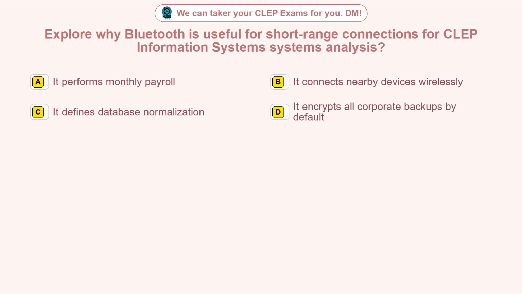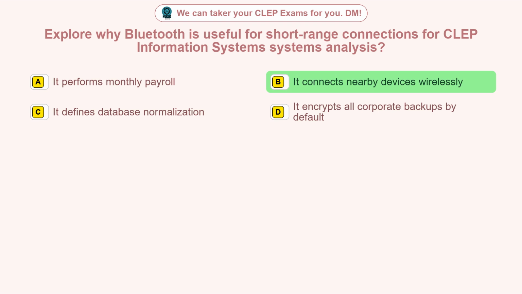Question 61. Explore why Bluetooth is useful for short-range connections for CLEP Information Systems analysis. Option A. It performs monthly payroll. Option B. It connects nearby devices wirelessly. Option C. It defines database normalization. Option D. It encrypts all corporate backups by default. The correct answer is option B.